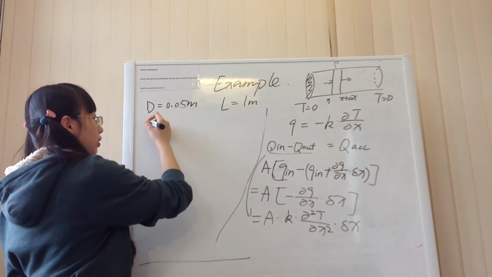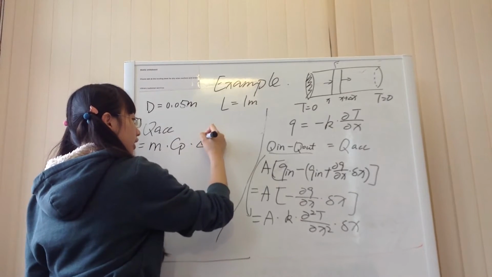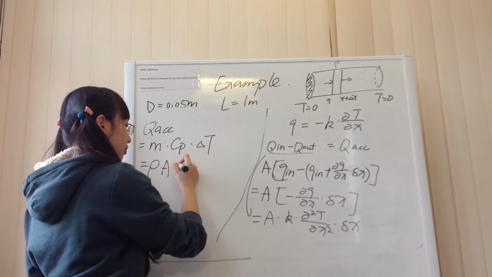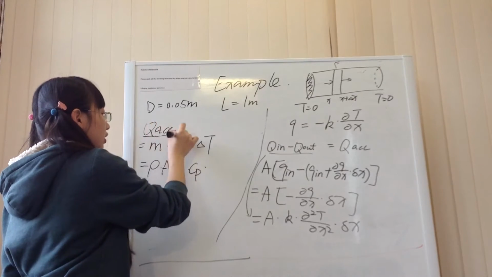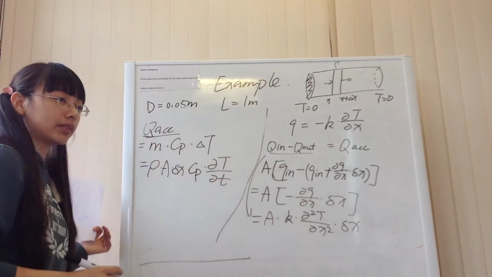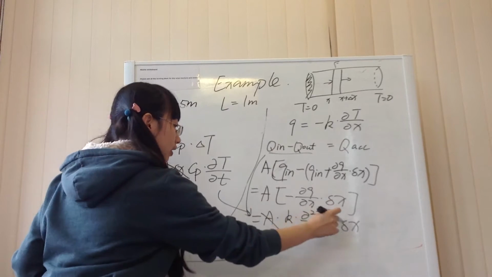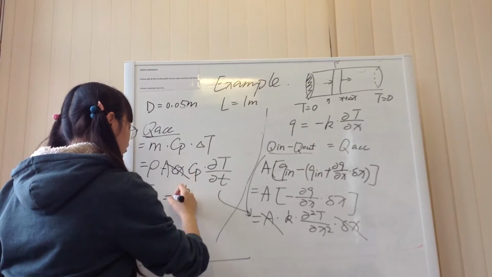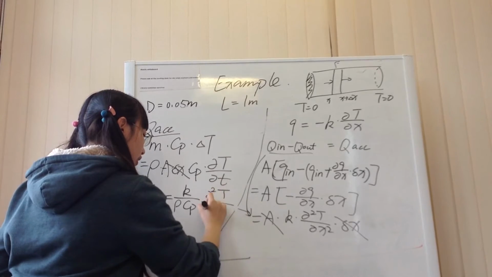And then we consider heat accumulation, which is m Cp delta T. So it becomes rho of the material times A times delta x, that is the mass of this, times Cp times, because here we are considering Q as the rate of heat flow, the temperature change with time. You make this equal to this, and cancel A and delta x, so you get partial T over partial t equals K over rho times Cp times partial squared T over partial x squared.